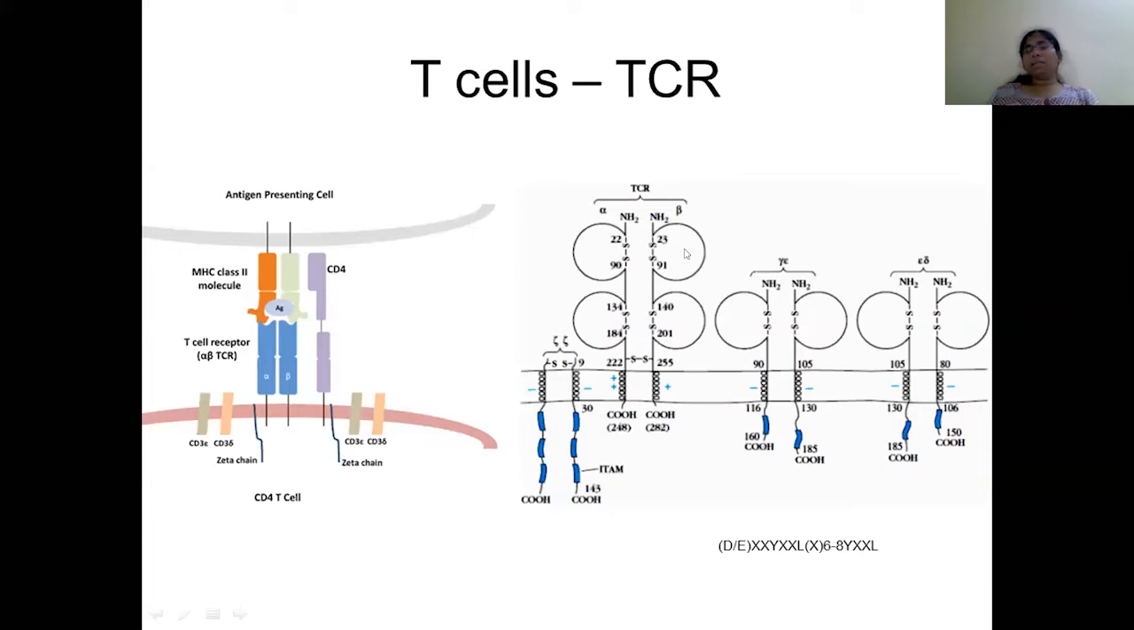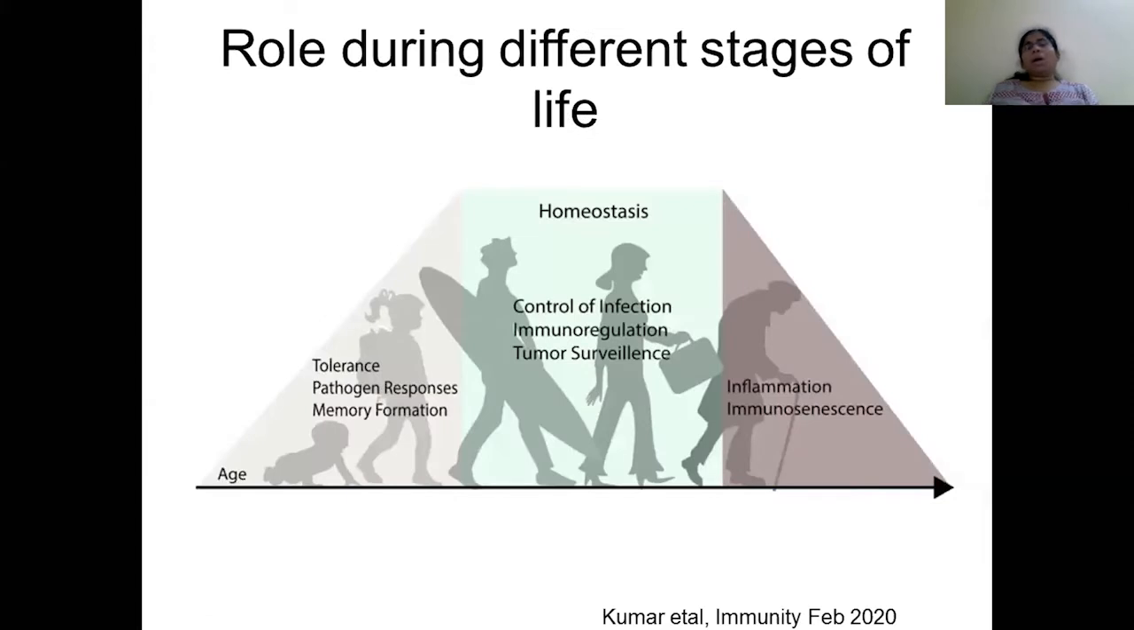But a small percentage of T cells will have another type of chain, which I'll come to in a short while. Now, because of this T cell receptor, these T cells are able to function. What is the function of a T cell? It depends on the age of a person.